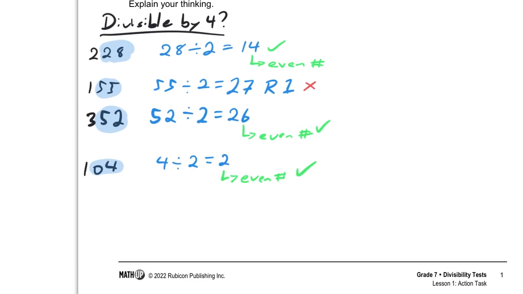And finally, we have 446. We look at the last 2 digits. We see if that's divisible by 2. 46, I know that 6 is an even number, so I can divide it by 2. It's going to be 23. However, this is an odd number, so it's not divisible by 4. So going down the list, we have 228 divisible by 4, 352 divisible by 4, 104 divisible by 4. Sorry, no. 446 is not divisible by 4, and 155 is not divisible by 4.